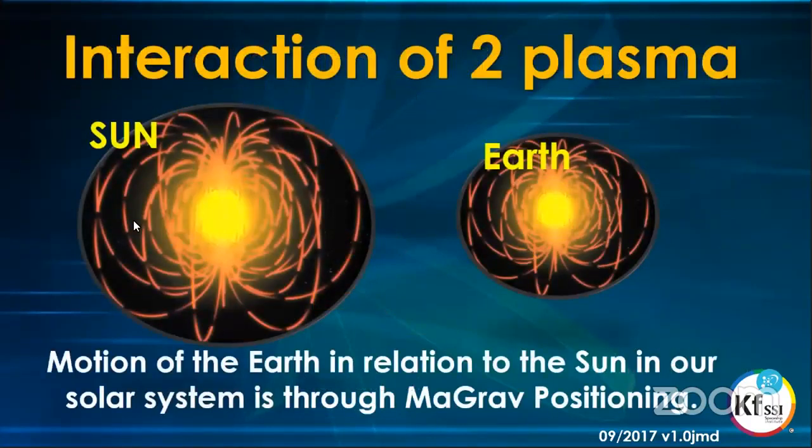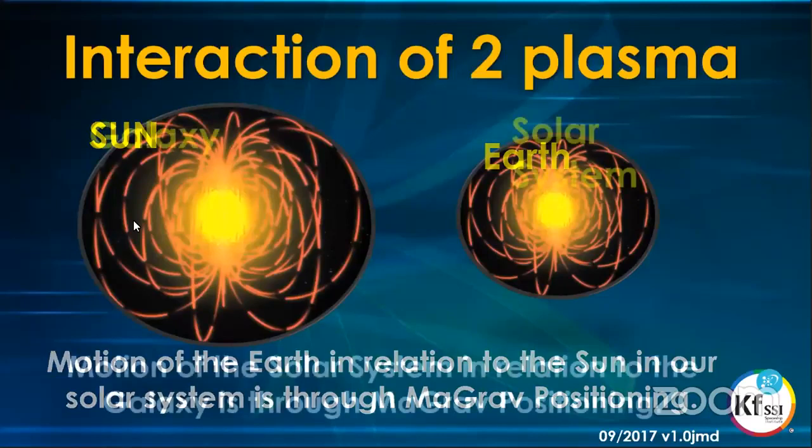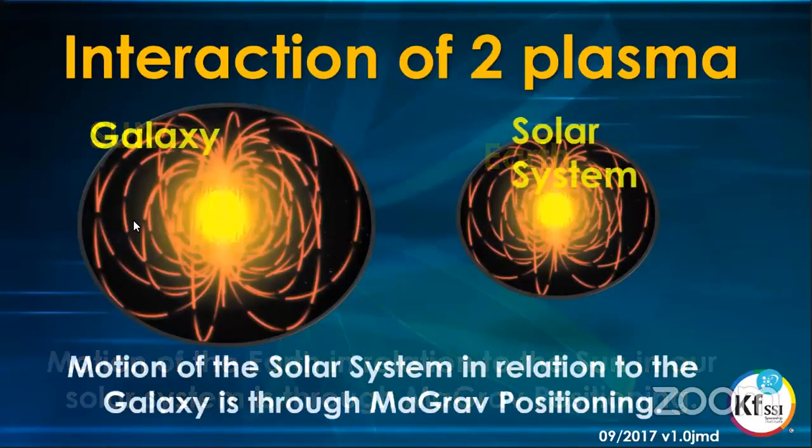And when you're essentially looking at the concept of the sun and the Earth as two plasmas, it's the same thing whether it was a proton or electron. It's now the sun and the Earth. It comes down to the interaction of the fields, and it's just the mag-grav positioning of the two, which gives us the motion. And we can take it that next step further, in terms of our solar system within the galaxy, and the movement is also through mag-grav positioning.